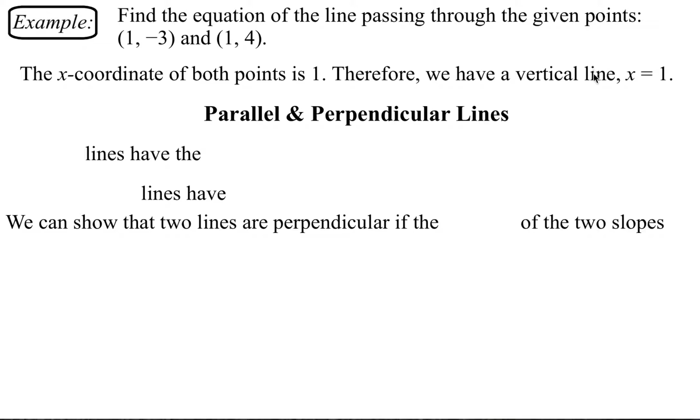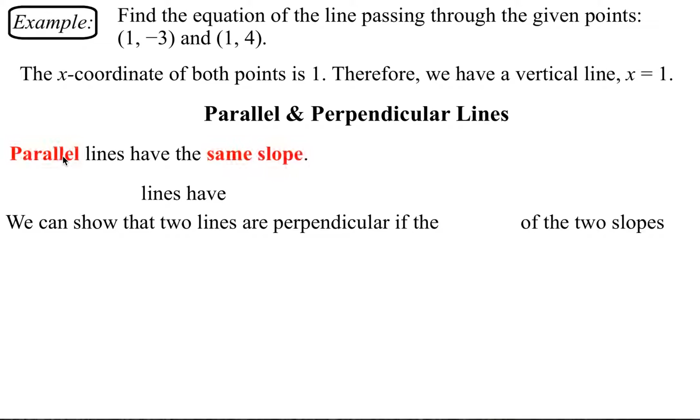So now we know it's a vertical line, x equal to a number, and x equals 1 in both of these points. So if you plug these points into your slope formula, you'll find you get a 0 in the denominator, which you know is undefined. That tells you it's vertical. And then look at what the x-coordinate is of the points.